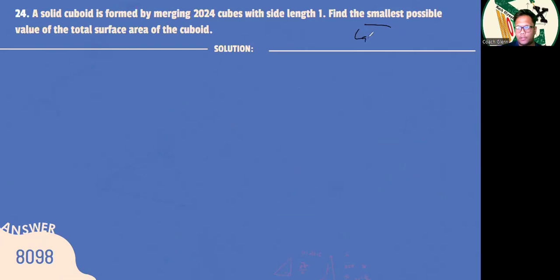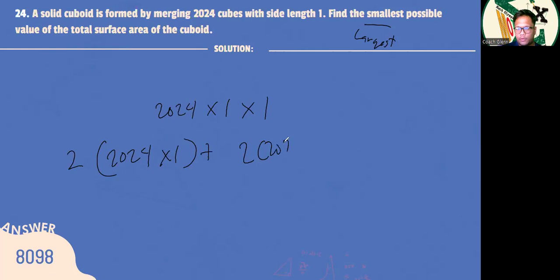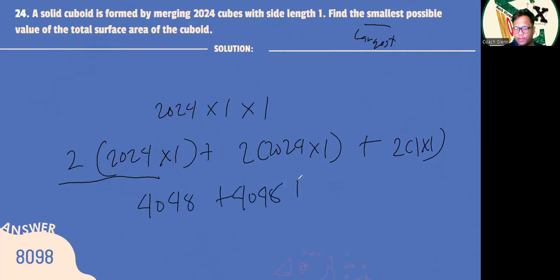When we're looking for the largest, then the dimensions are as far from each other as possible. So that's just 2024 times 1 times 1. So getting the surface area, that's 2024 times 1 times 2 plus 2 times 2024 times 1. And then finally 2 times 1 times 1. So this is equal to 2 times 2024, that's 4048. This one also is 4048, and then this one is 2. So adding this, that's 4050 plus 4048, so that's equal to 8090. So this is for largest, okay?